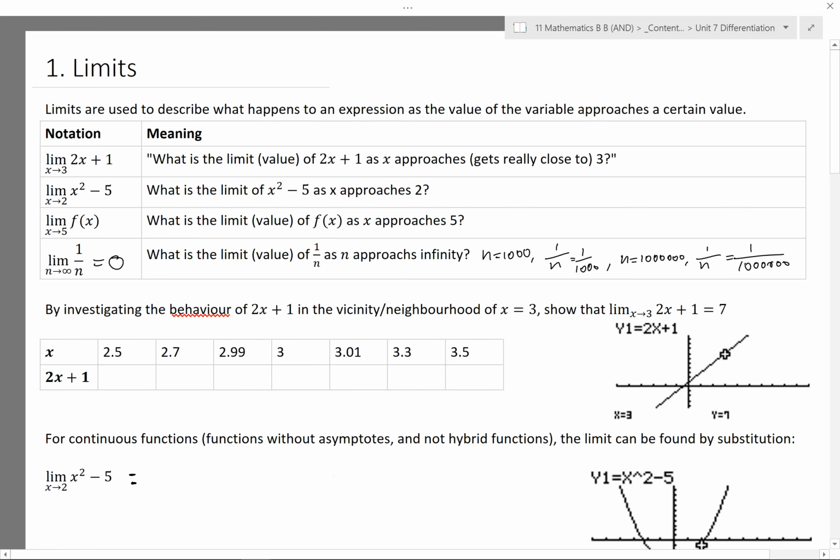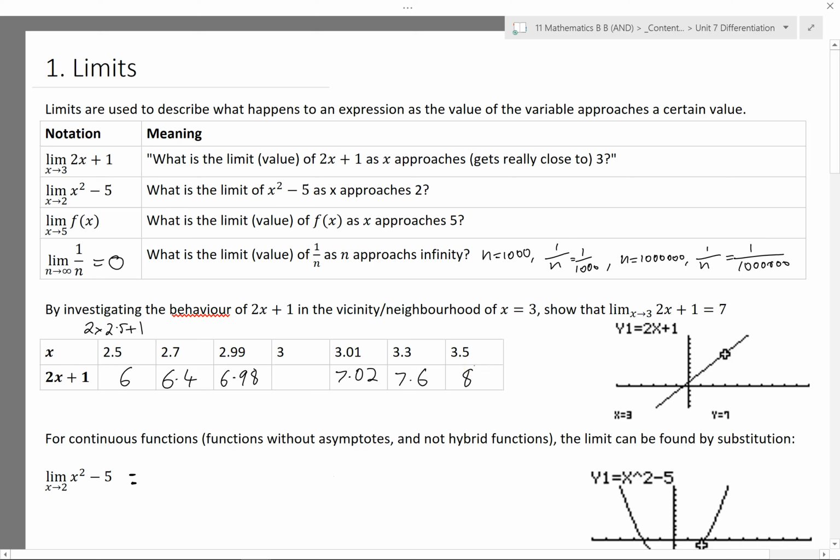Where we have fixed values, such as in this first example, where x is approaching 3, what we'll do is approach it from below and above in a table, to make sure we're looking at it from both sides to see what value it'll approach at x equals 3. So I'll substitute in 2.5 into this equation, so 2 times 2.5 plus 1. In this case, I'll get 6. And I'll do the same thing for all these other points to see what 2x plus 1 approaches as we get closer and closer to 3.